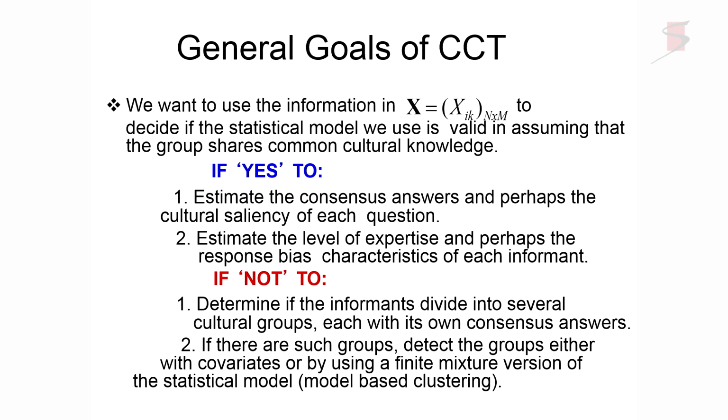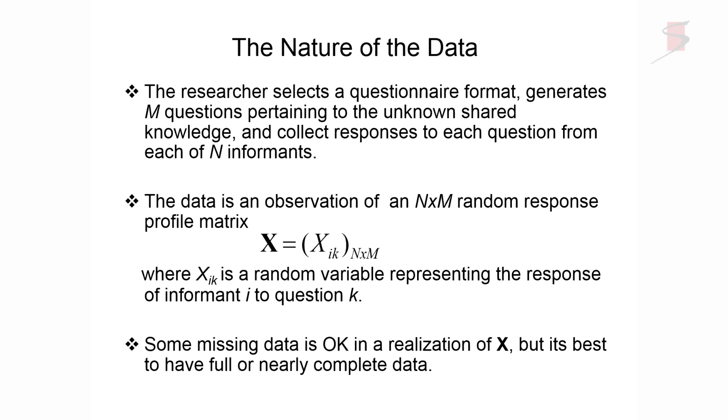And so the basic data consists of what we call a response profile matrix, where X_ik is a random variable, which is the response of informant i to item k. And then, of course, the actual data is a realization of this matrix of random variables. You can have some missing data, but it's best, as we'll see in the example I'm going to give, if you have most people answering all the questions.